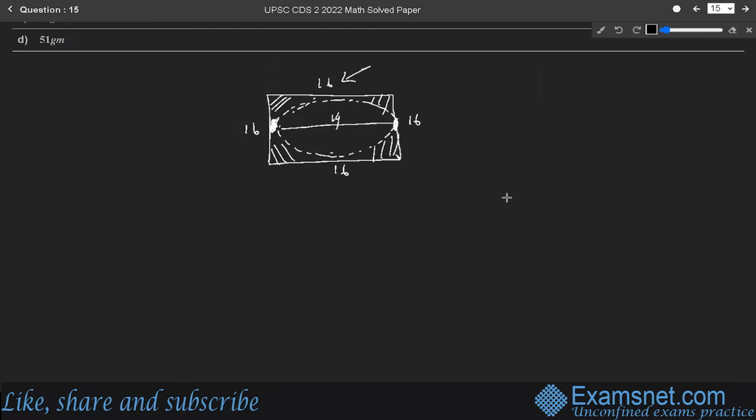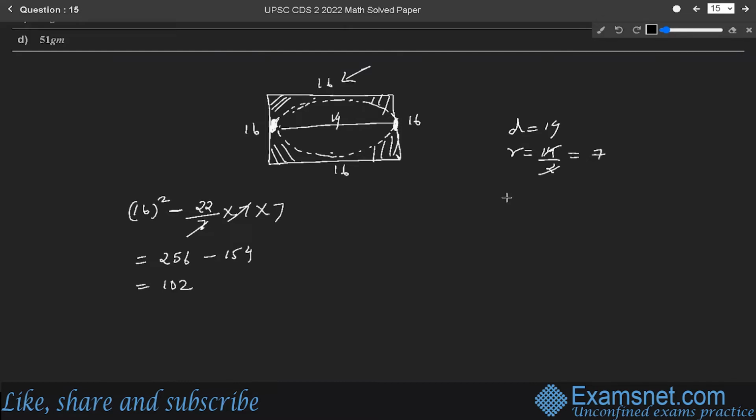Area of the square is side square. Side is 16, so 16 square. From that we have to subtract the area of the circle. Area of circle is pi r square. And since the diameter is 14, the radius will be 14 by 2, which is 7. So 22 by 7 into 7 into 7. This and this will be cancelled. So it will be 256 minus 154, which is equal to 102.